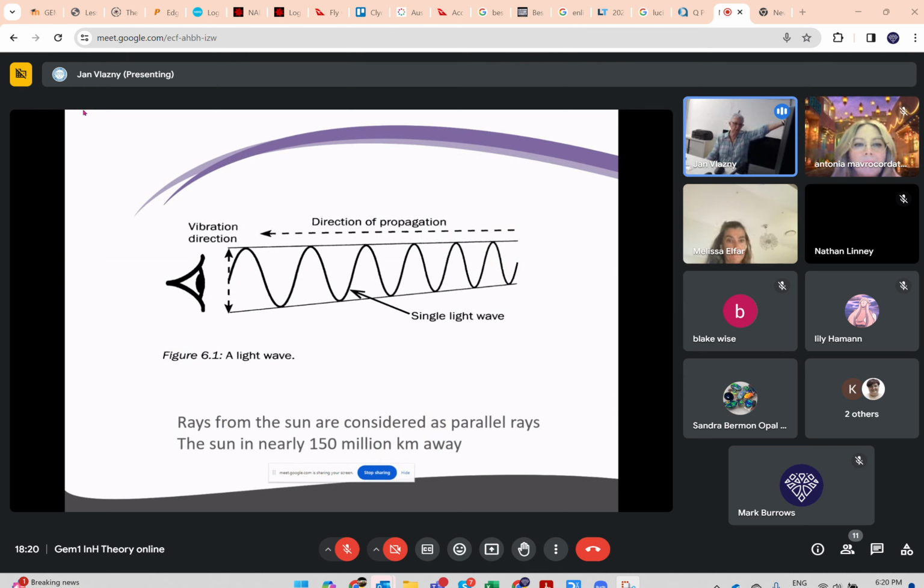The sun is 150 million kilometres away, so any light that comes from the sun, we don't think of it as branching out. We think of it as all parallel waves of light coming from the sun to hit the earth. So it's not like a light bulb where the light's going in all directions. With respect to the sun coming to the earth.